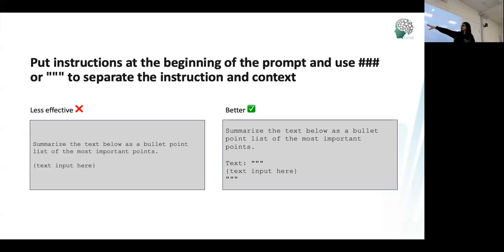For example, instead of saying "summarize the text below as a bullet point list" and then directly inputting the text, you should write it like this: the instruction, then the text with a colon, and then you give the text. Instead of directly giving the text, this is a better approach.